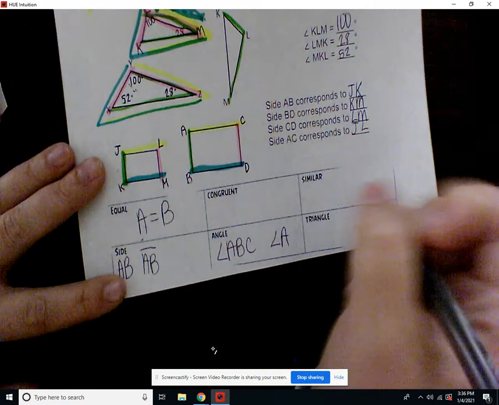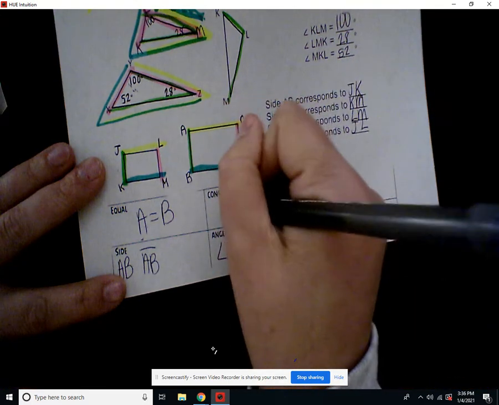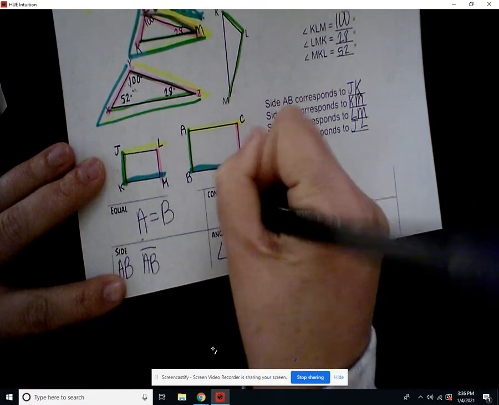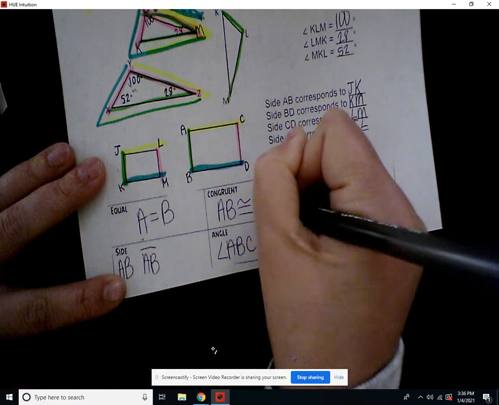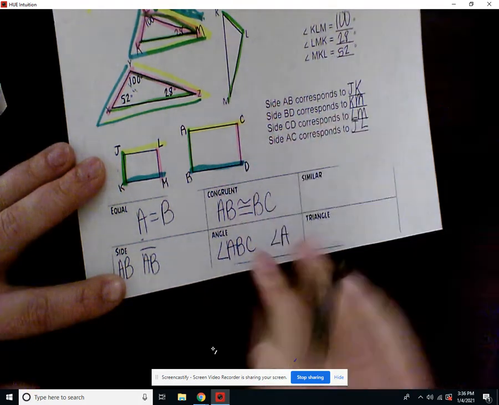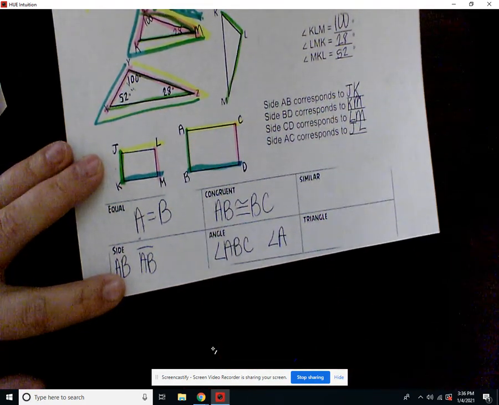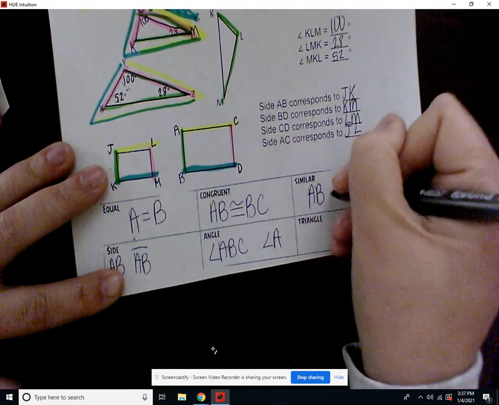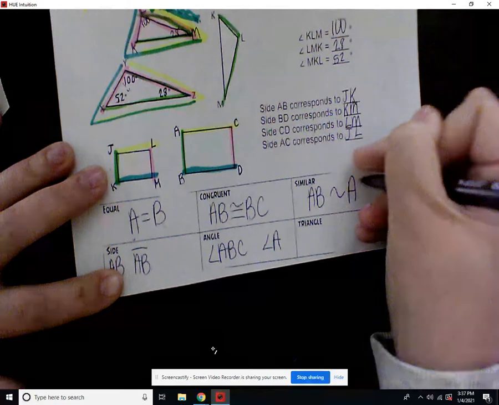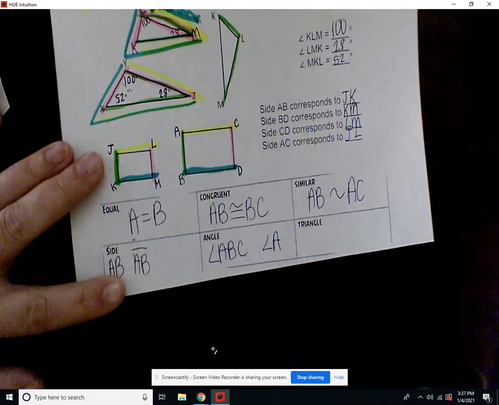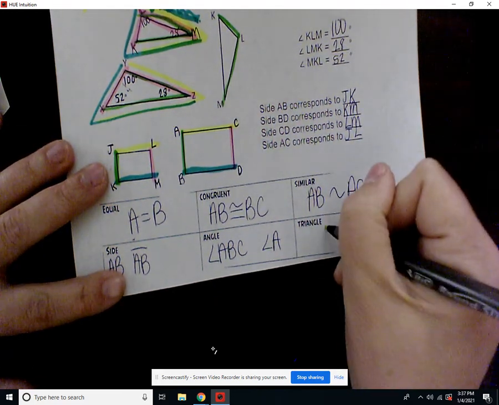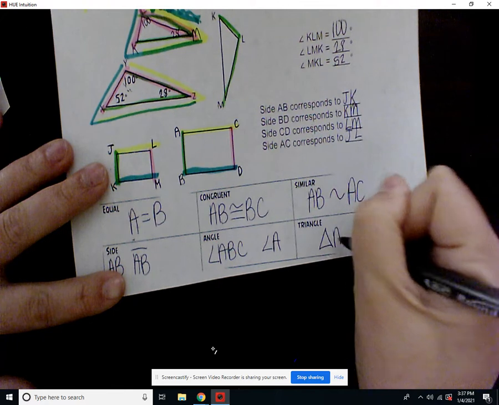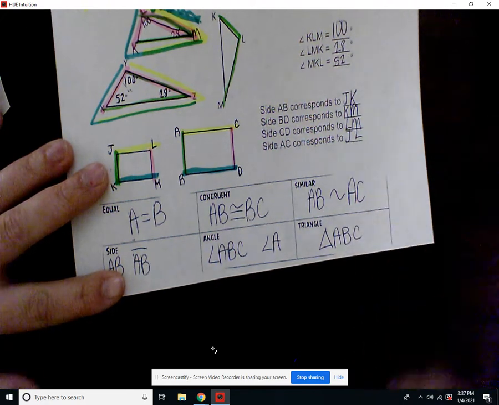Congruent, you can have congruent sides. So you could have AB is congruent to BC. The symbol means congruent. Remember, the exact same. Similar, we could have AB is similar to AC. So it looks like a little squiggle. And then the last one for triangle, it's a triangle symbol and then with 3 letters.